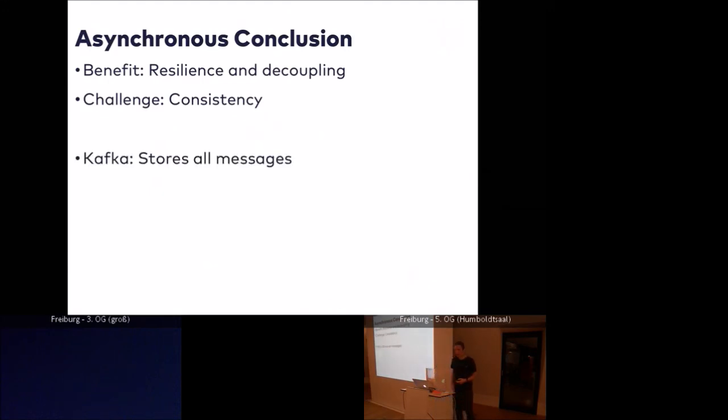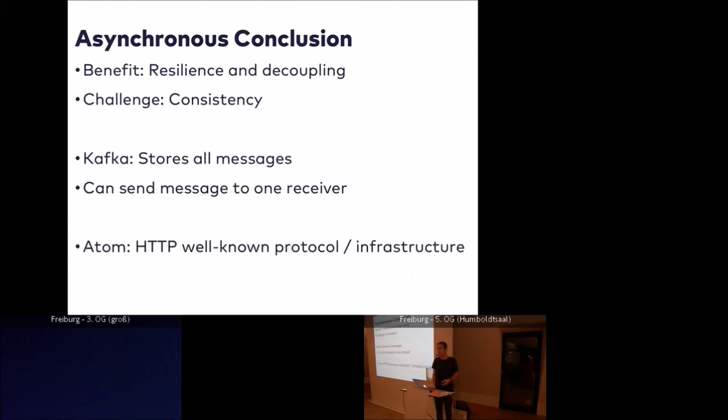In the case of Kafka, I can store all the messages. That is what sets it apart from the other messaging systems. I can send messages to one receiver. In the case of Atom, it's an easier infrastructure.